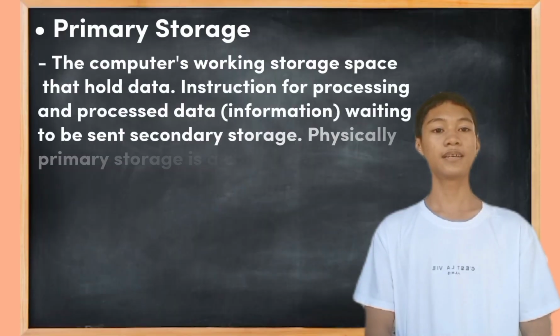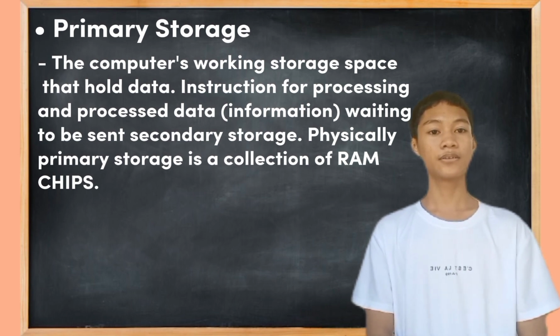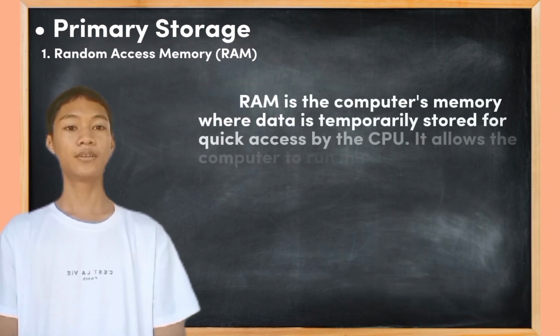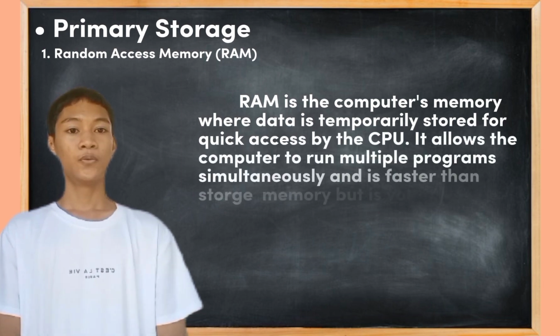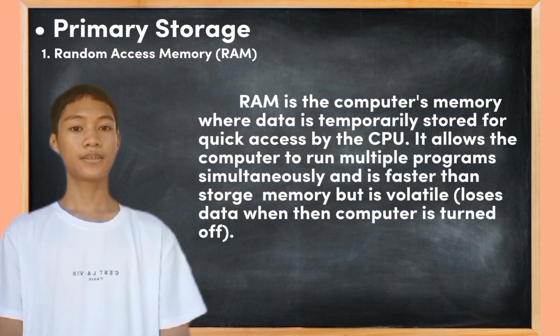Primary storage is a key component of a computer system that enables it to function. Primary storage includes RAM and ROM. RAM stands for Random Access Memory, which is the temporary storage in your computer that gives applications a place to store and access data on a short-term basis.